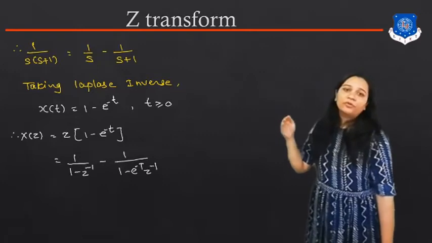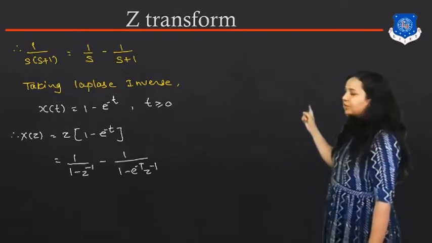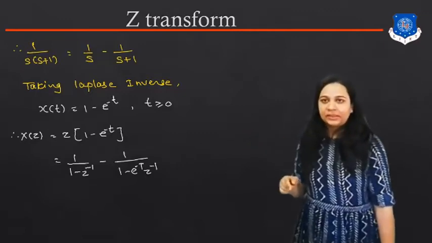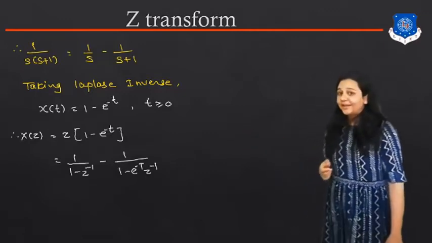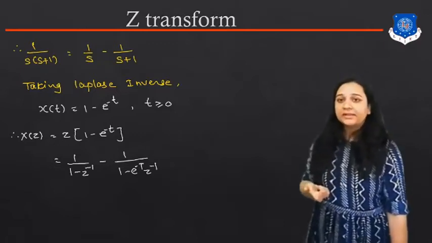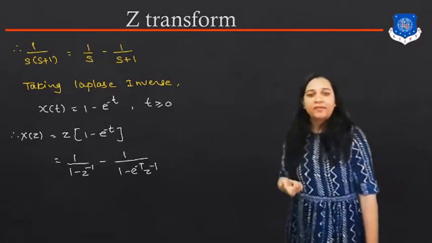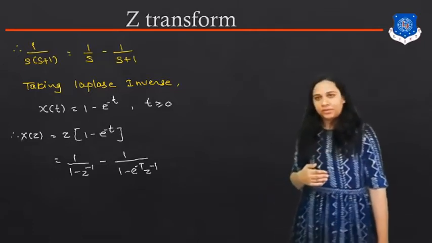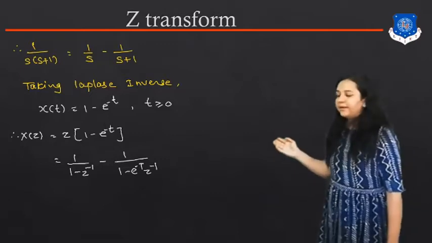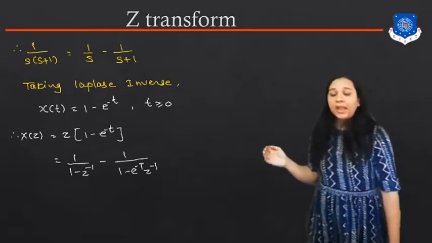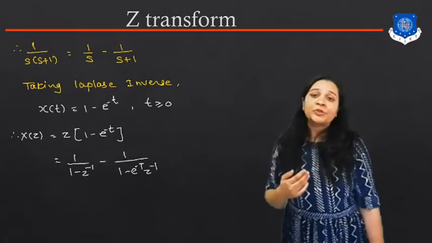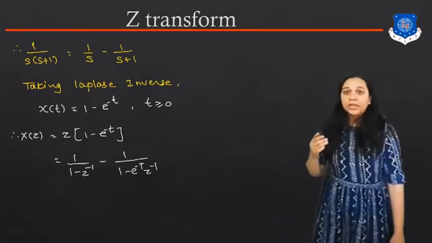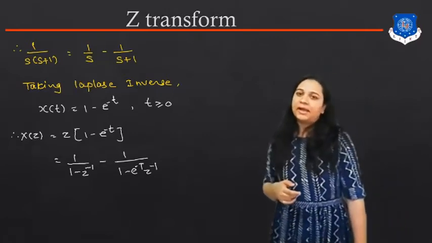So now we have to convert into the z transform. So x of z equal to the z transform of 1 minus e raised to minus t. What is the z transform of 1? It is the unit step function, so we get 1 upon 1 minus z inverse. Okay, so you have to directly write this equation like this. And what is the z transform of e raised to minus t? It is 1 upon 1 minus e raised to minus t z inverse.